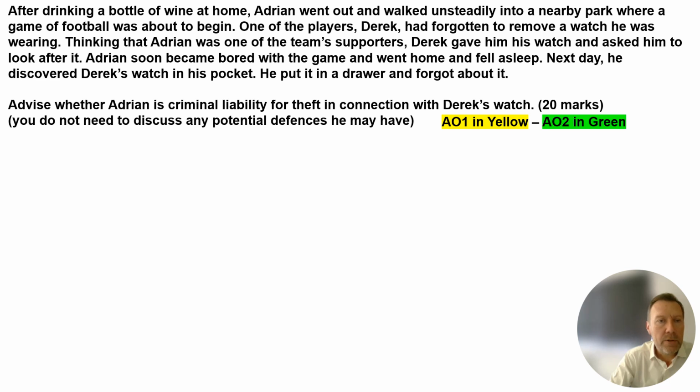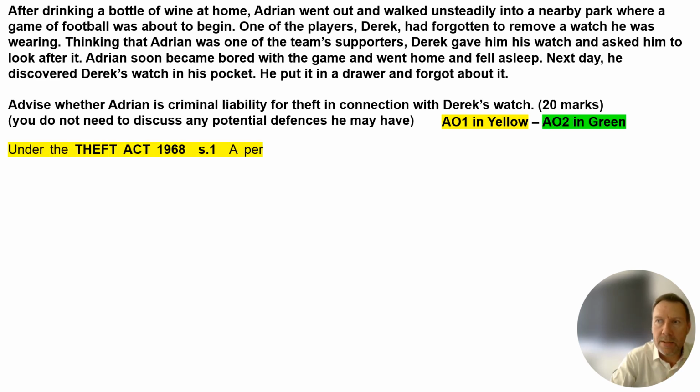So you may have noticed I tend to colour code these just to make it easy to understand what you're seeing. And the AO1 will be in yellow, so that's the essay bit, the explaining the law bit. And the AO2 will be in green. So there's our scenario, here's our question. And of course, the first thing you want to do is reel off a bit of AO1. You must start with some AO1. You need to be able to summarize the topic area.